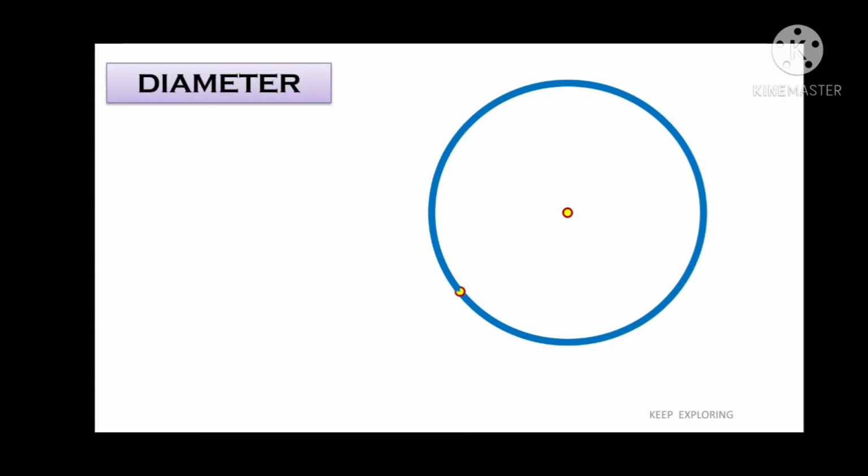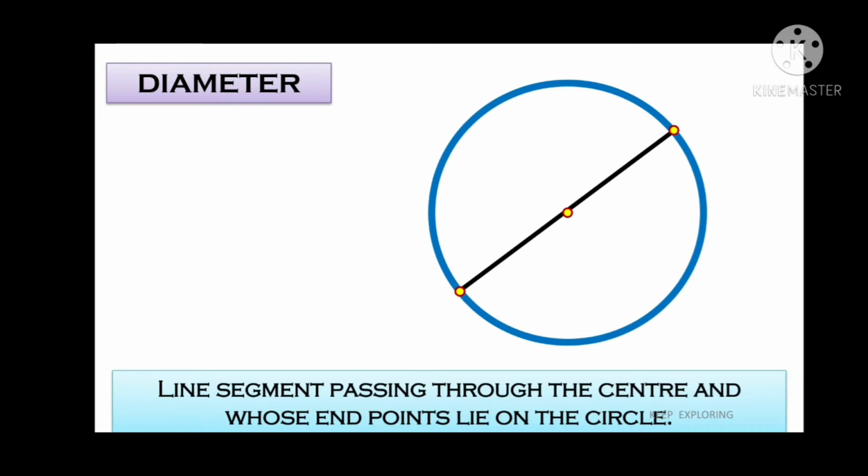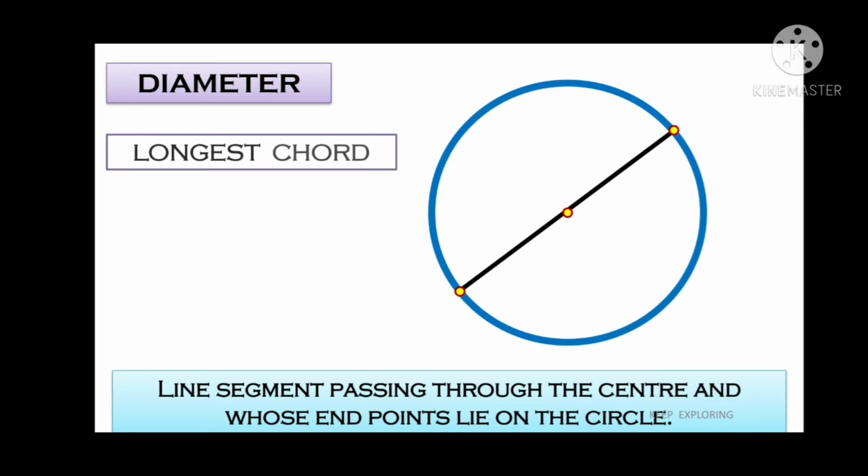Diameter. Let's take 2 points and pass the line segment through the center. So this line segment that passes through the center is called the diameter. As you can see, since it joins any 2 points on the circle, it is a chord, and it passes through the center. So the line segment that passes through the center and whose endpoints lie on the circle is called the diameter. We can say the diameter is the longest chord.